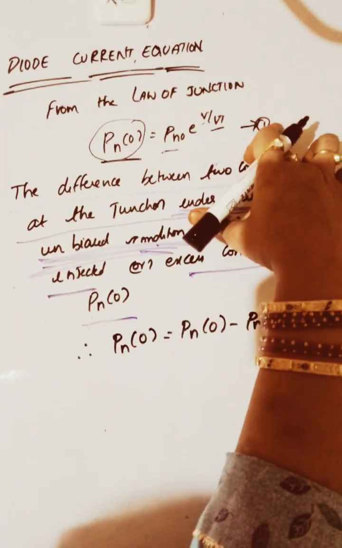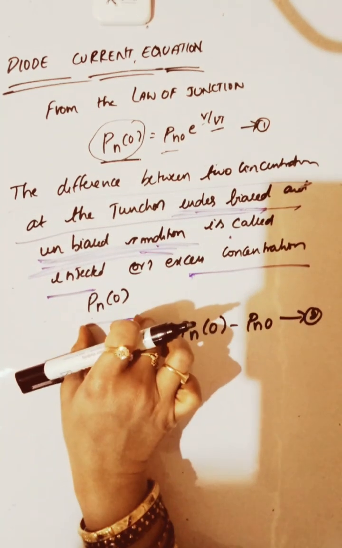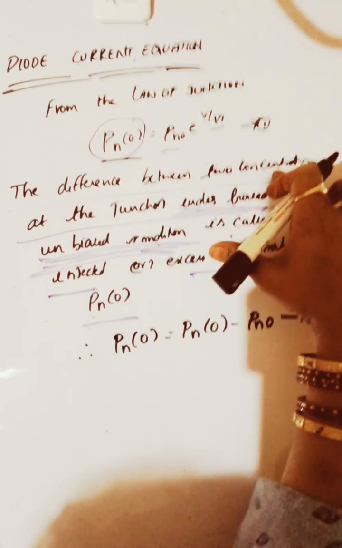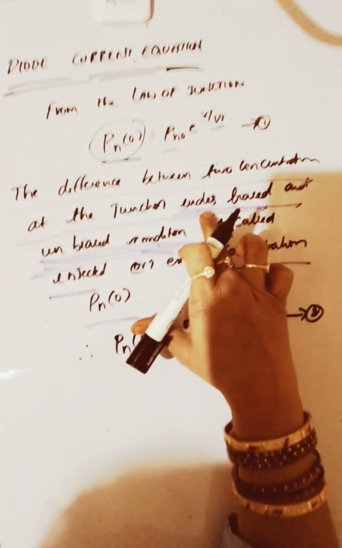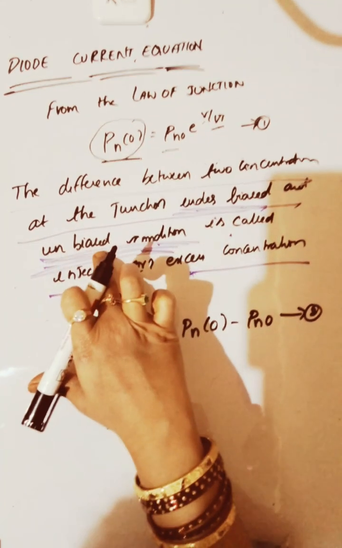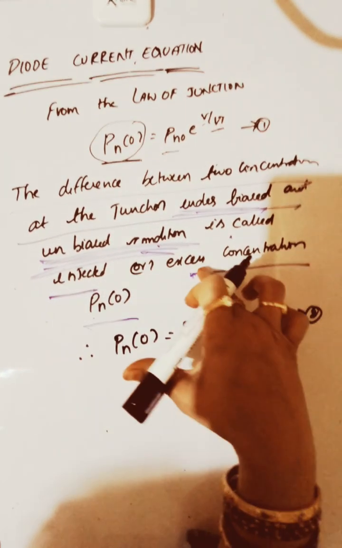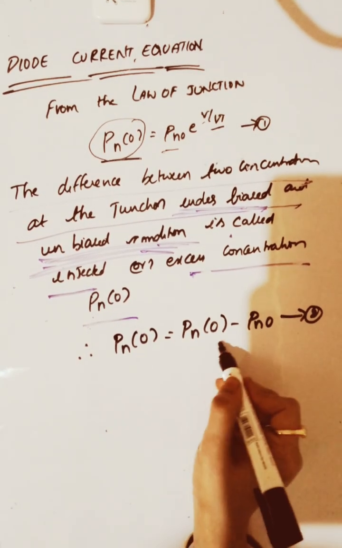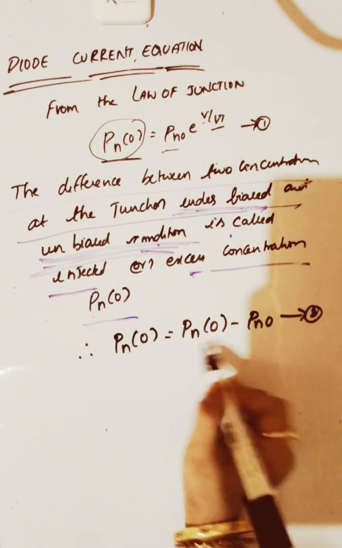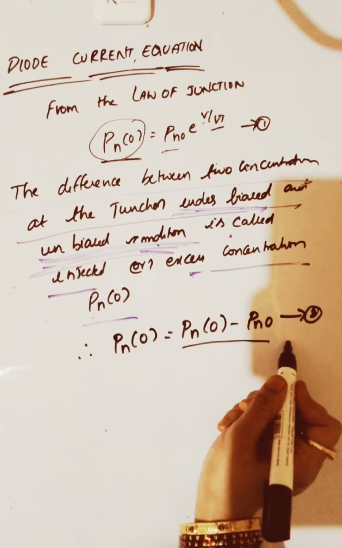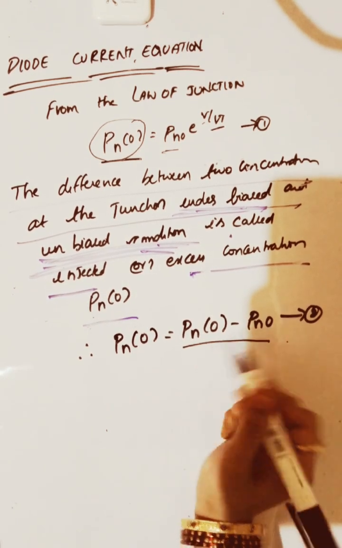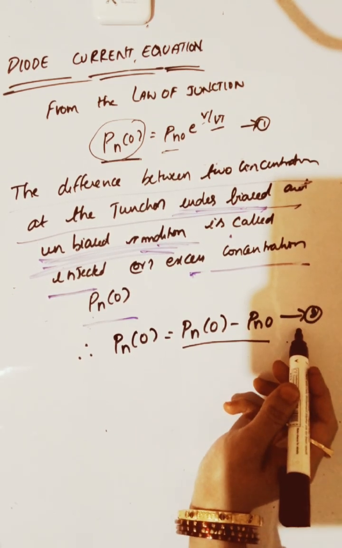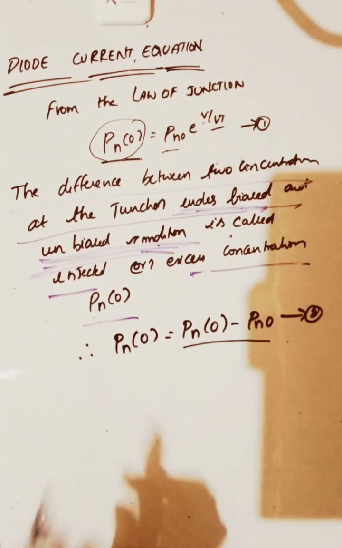Equation 1 we get from the law of junction. Now we are going to find pn(0). It is the difference between the two concentrations at the junction under biased and unbiased conditions, called injected or excess concentration. Here it is Pn(0) minus Pn0, the difference between two concentrations under biased and unbiased condition. We have to write this as equation number 2.